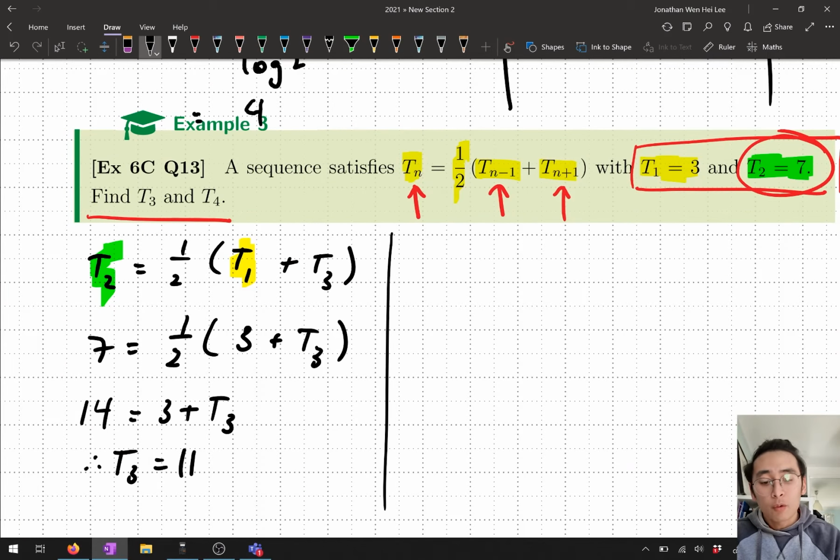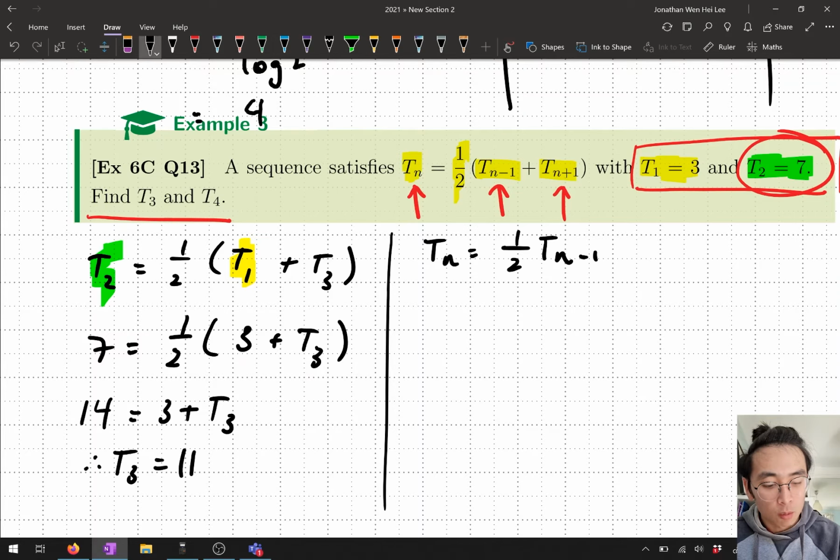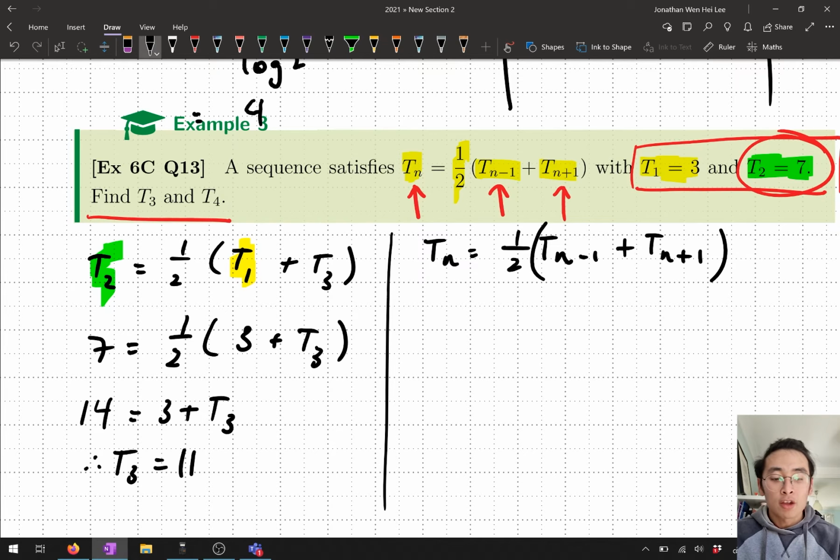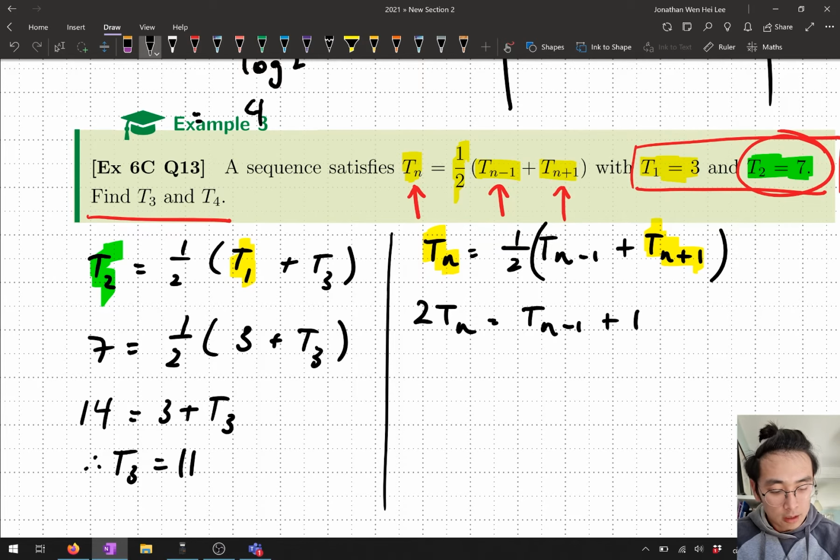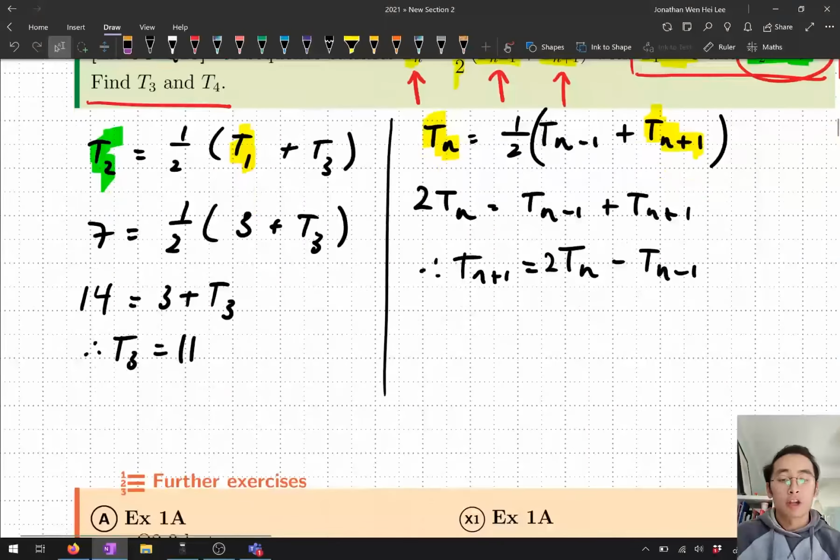Another way that you can do it is if we played around with the equation of my nth term. So here I've got Tn is equal to a half of Tn minus 1 plus Tn plus 1. What I can do here is I can just rearrange this, and instead of making this in terms of Tn, I'm going to make this in terms of my latest term, which is actually Tn plus 1. So let's do that. That is just going to tell me that 2 times Tn is equal to Tn minus 1 plus Tn plus 1. So therefore, Tn plus 1 is equal to 2Tn minus Tn minus 1, just from rearranging.